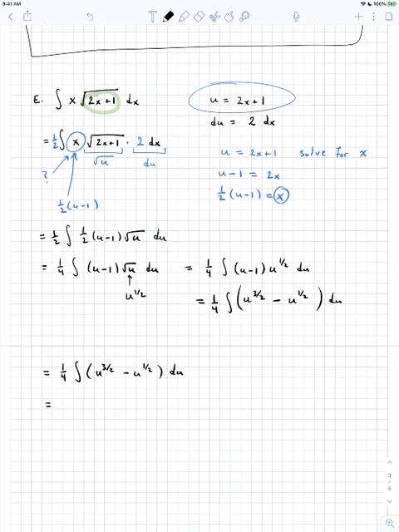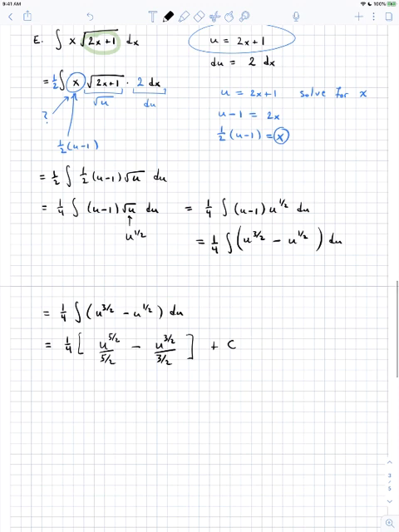So this is going to be equal to 1/4, and now we just use the power rule, or the reverse power rule as you might like to call it. We add 1 to the exponent to get 5/2, and then divide by 5/2, minus u, add 1 to the exponent, you get 3/2, divide by that new exponent, which is 3/2, plus a constant. Now you can simplify this a little bit, because this is 1/4, and you can write this as 2/5 u to the 5/2 minus 2/3 u to the 3/2 plus c.